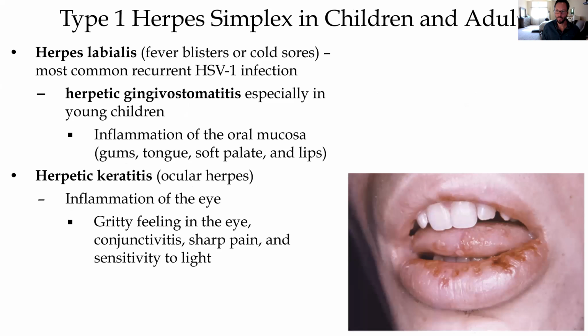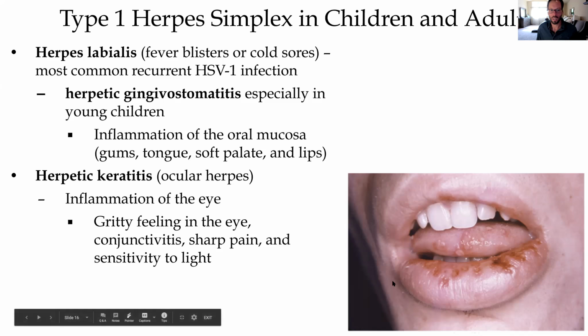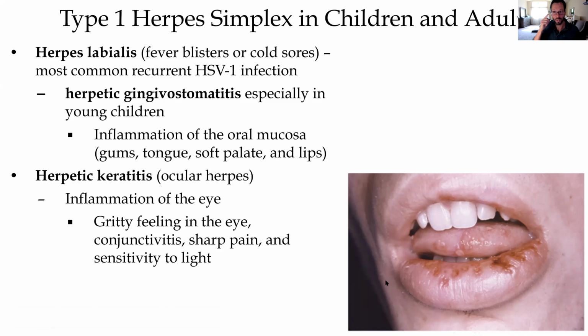Herpes labialis, that's the fever blisters, the cold sores right around here. Herpetic gingivostomatitis is going to be a very uncomfortable, unpleasant inflammation of the mouth. And that's in this picture here. You get these lesions on the tongue and on your lips, and it's very uncomfortable, as is herpetic keratitis or ocular herpes, which is the herpes of the eyes, which makes it feel very gritty when you blink and can lead to conjunctivitis. So, the nasty buildup in your eyes, very painful, sensitivity to light.